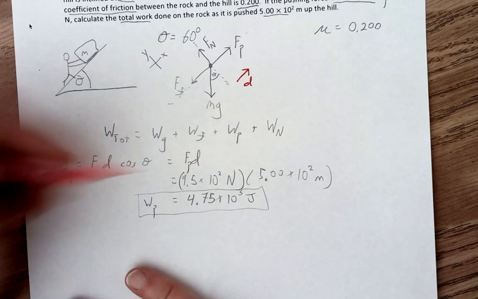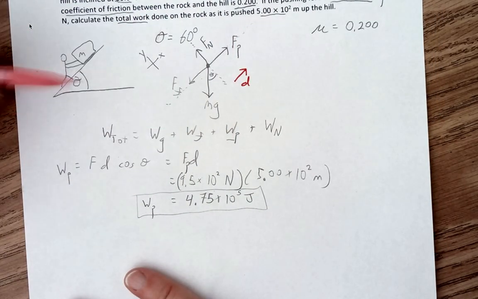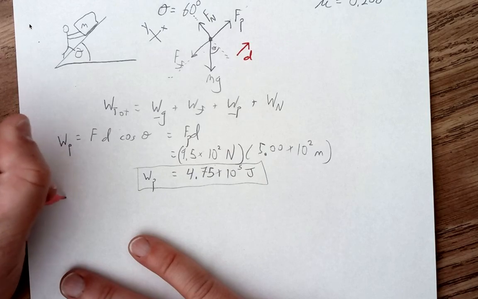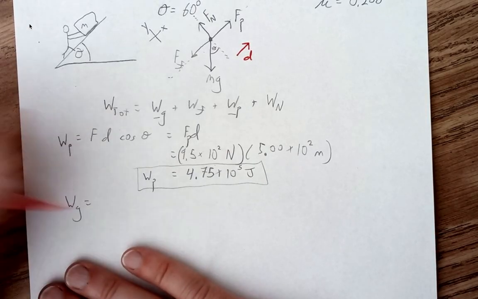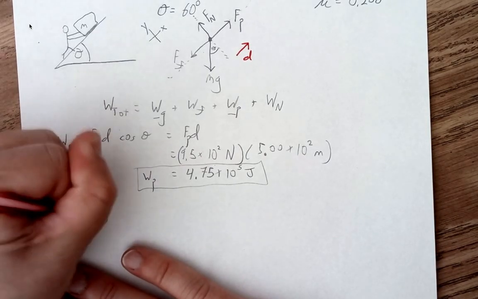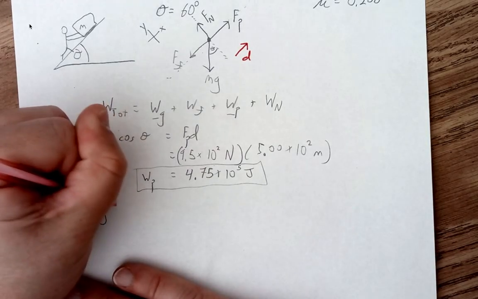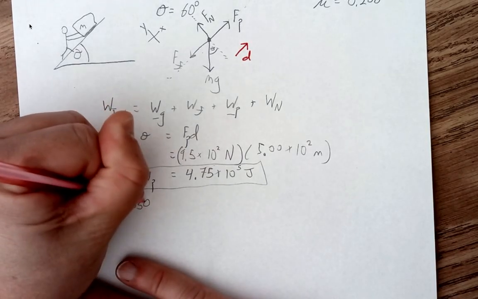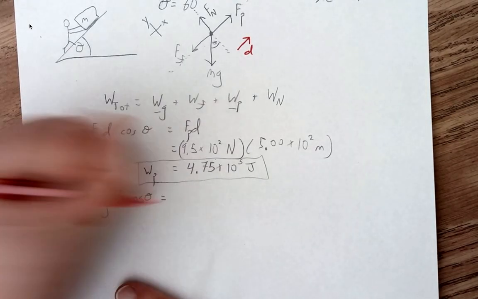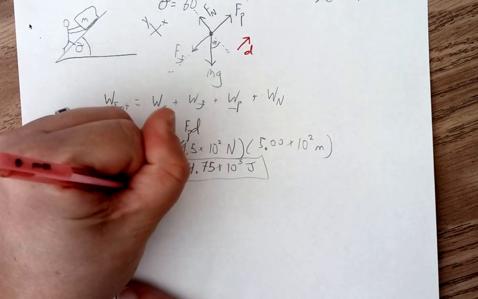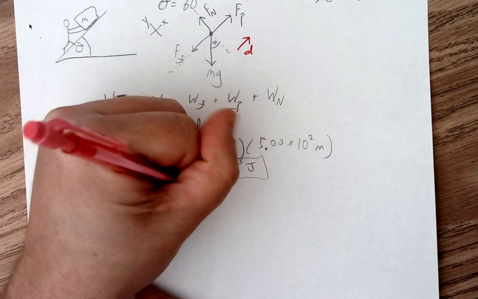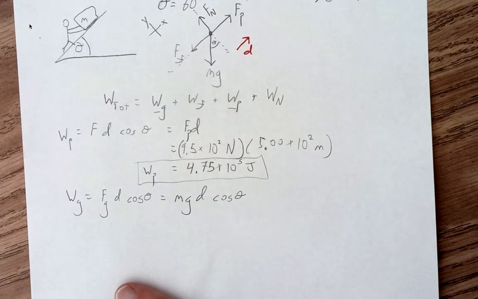To get the work done by, let's go with gravity. I saw a lot of us said that gravity did 0 work. So let's get this work here. We know the force due to gravity, that's m times g. So it's going to be the force due to gravity multiplied by the distance, multiplied by the cosine of the angle between the two. So we know the force of gravity, that's mg, and it's going to be times the same distance times the cosine of theta.